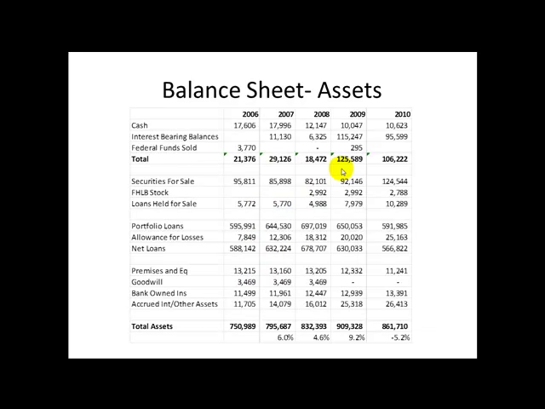Now we're going to look at the balance sheet quickly. And what we see down at the bottom here, I've shown growth year over year. The total assets were highest in 2009. Since then, total assets have dropped off by about 5%.